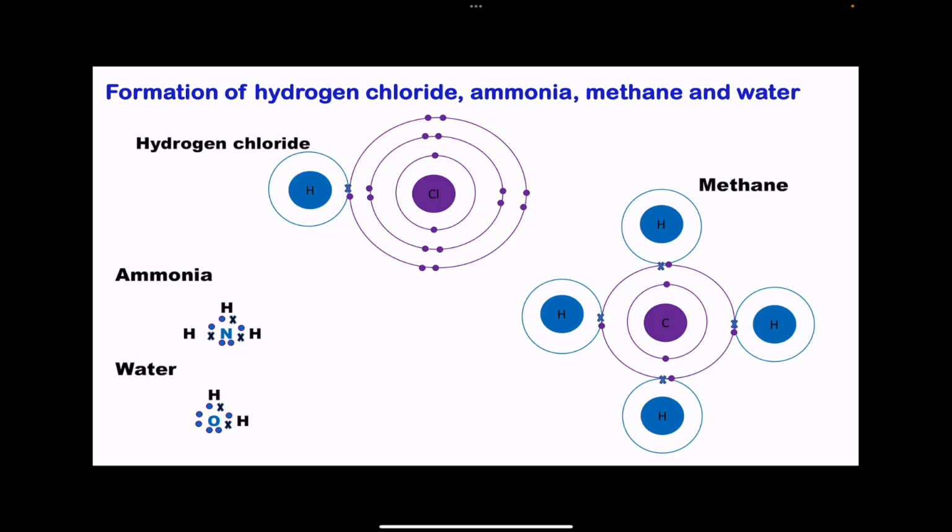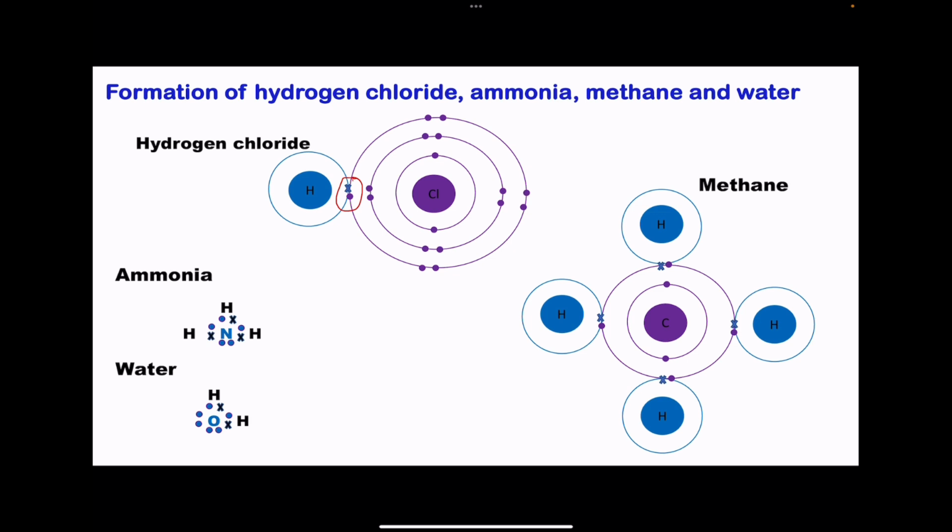The next example is hydrogen chloride. Remember, hydrogen has 1 electron in the outer shell, but chlorine has 7. So when they bond together in the covalent bond, they share 1 pair of electrons. In the end, hydrogen appears to have 2 and chlorine appears to have 8. They have obtained a stable state.